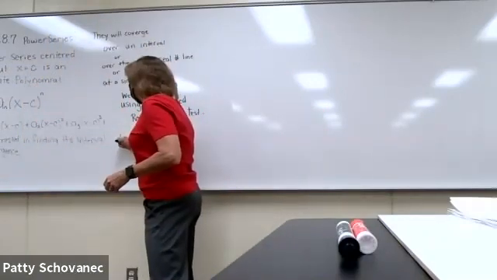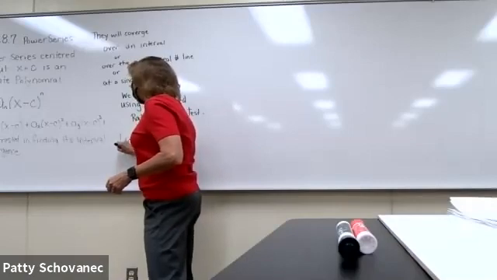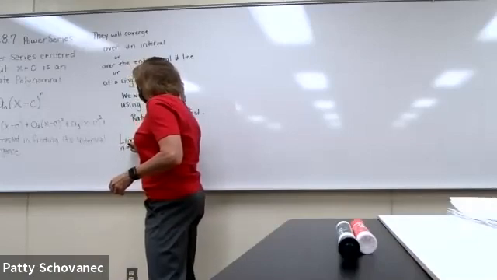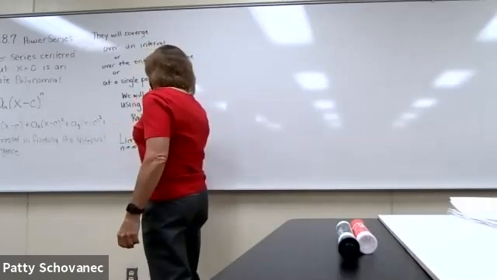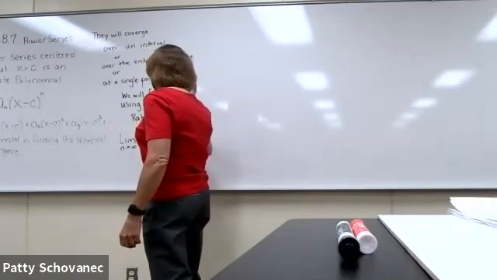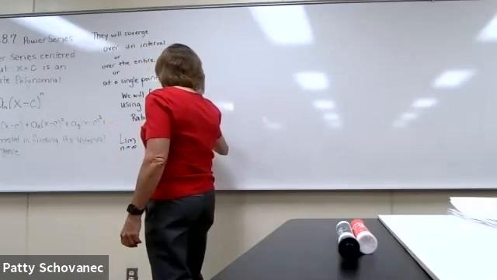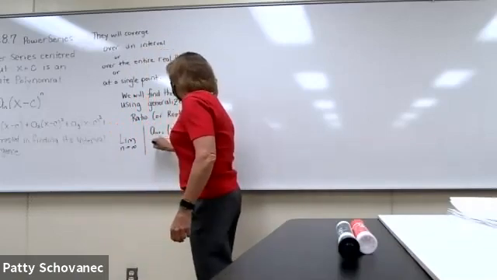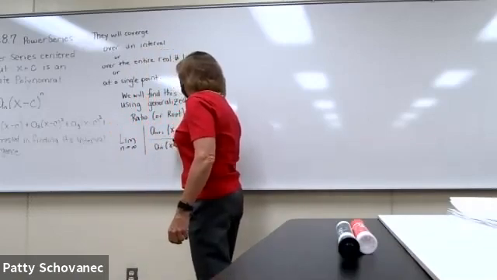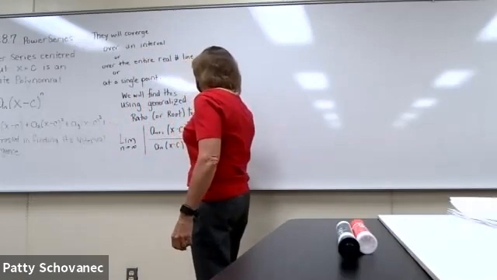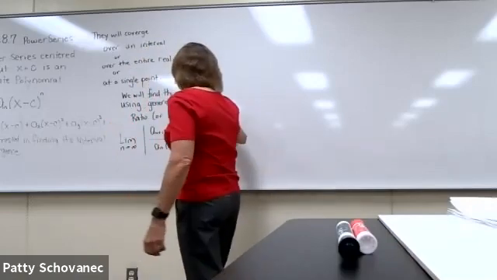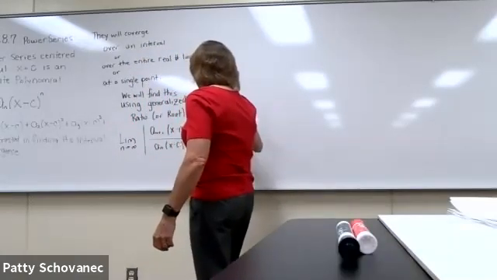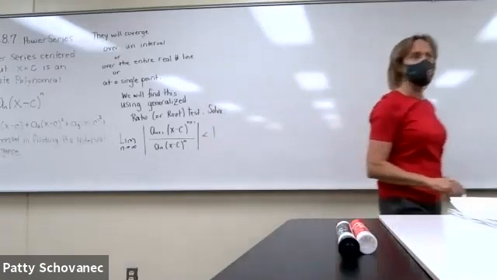So we're going to look at the limit as n goes to infinity of the absolute value of a n plus 1 x minus c to the n plus 1 divided by a n x minus c to the n is less than 1. Okay, so we solve that for x.